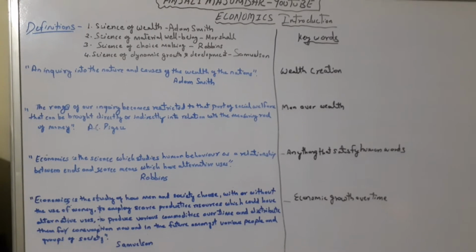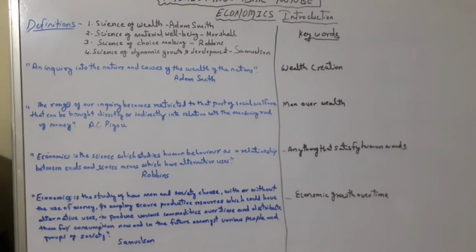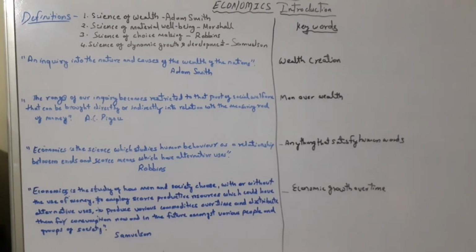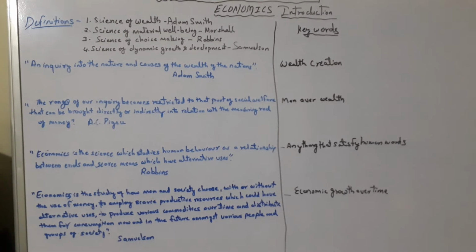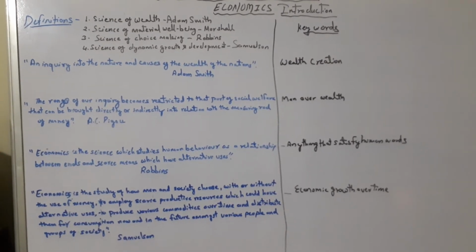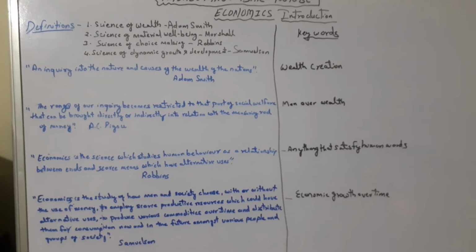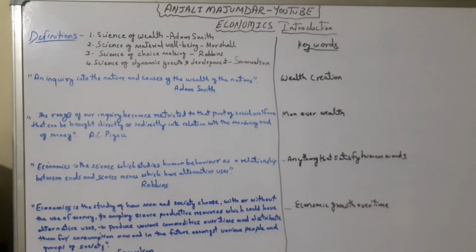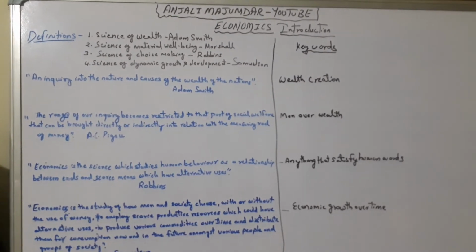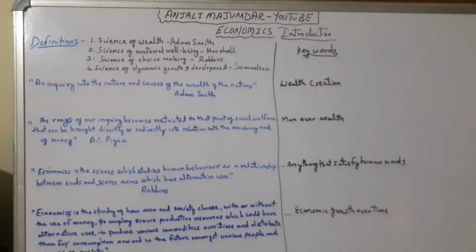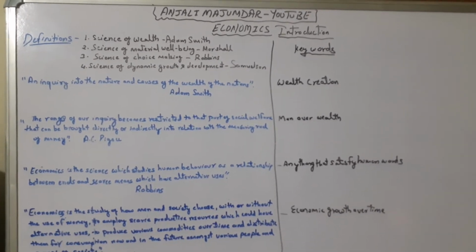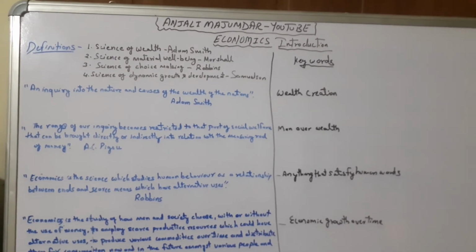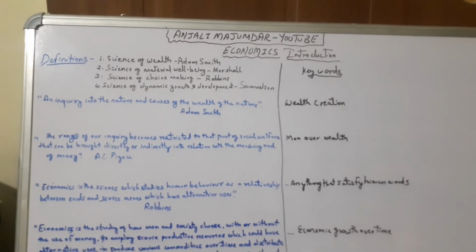Second definition, which is given by Marshall and Pigou as well: The range of our inquiry becomes restricted to that part of social welfare that can be brought directly or indirectly into relation with the measuring rod of money. So the former definition lays emphasis on wealth creation, whereas in the second definition, by Marshall and A.C. Pigou, they say that man should be given more importance over wealth.